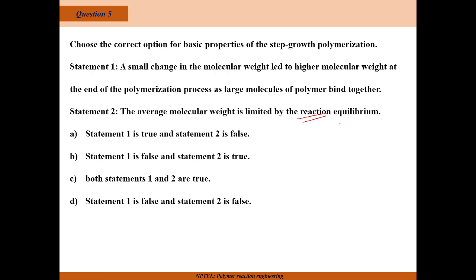We have also seen in the last graph that there is a relation between concentration and molecular weight. In step growth, the reaction initially begins rapidly, but when the maximum molecular weight is attained, the whole reaction process becomes slower. So definitely the molecular weight is limited in the reaction, and the first statement, that a small change leads to a higher change in molecular weight at the end of the reaction, is also a true statement for step growth polymerization.